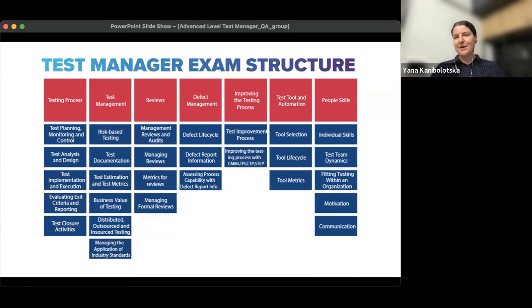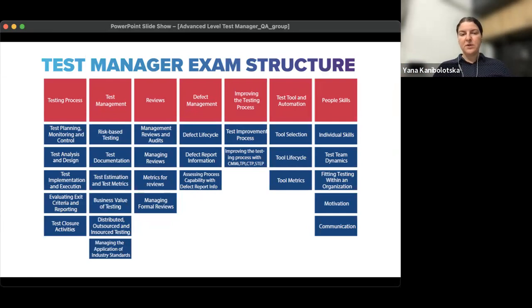Defect management, definitely it's not about how to register a defect, but more about some details on the defect life cycle, reporting of defects, not particular defects, but defect report information, like accumulating this information, and also the assessing process connected to defects.